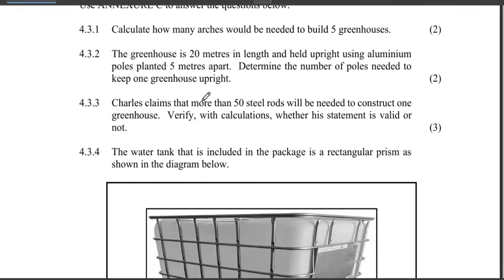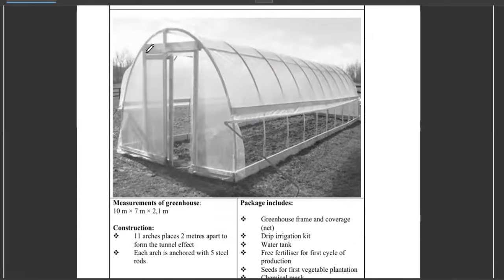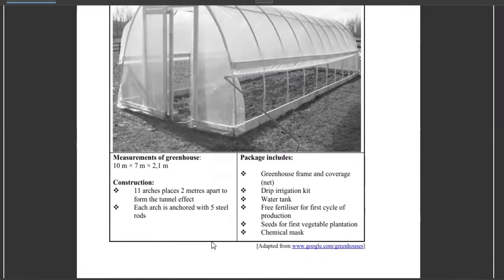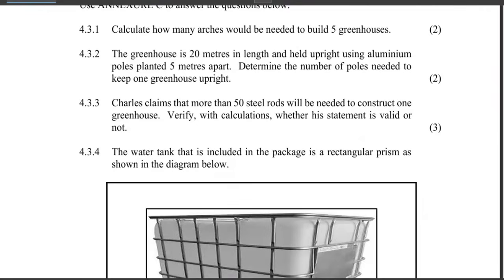4.3.1, calculate how many arches would be needed for 5 greenhouses. Let's go to the annexure. Under the annexure, we have the arches, these lines that are going through like this. It says it measures the greenhouse, this is the length, the width, and the height. 11 arches placed 2 meters apart from the tunnel effect. Each arch has 5 steel rods. So they are 11 for only one. What about for 5? So here you say 11 times 5. The answer becomes 55.